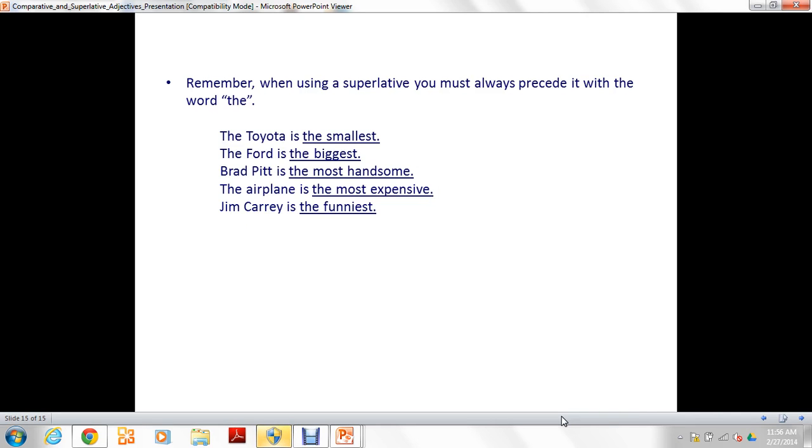Remember, when using a superlative, you must always precede it with the word the. The Toyota is the smallest. The Ford is the biggest. Brad Pitt is the most handsome. The airplane is the most expensive. Jim Carrey is the funniest.